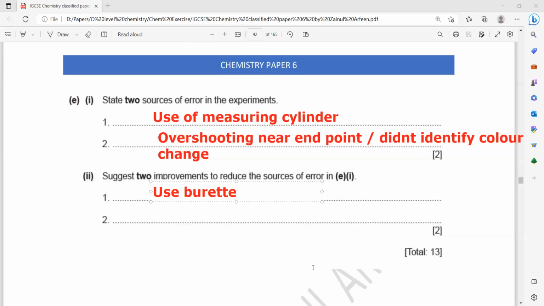Yeah, one of the improvements is use the burette, and what else is there? We should repeat, because one of the errors here is that we did not repeat the experiment. And another thing, add small quantity or drop by drop near the endpoint. Yeah, repeat and take the mean or average is also another one.